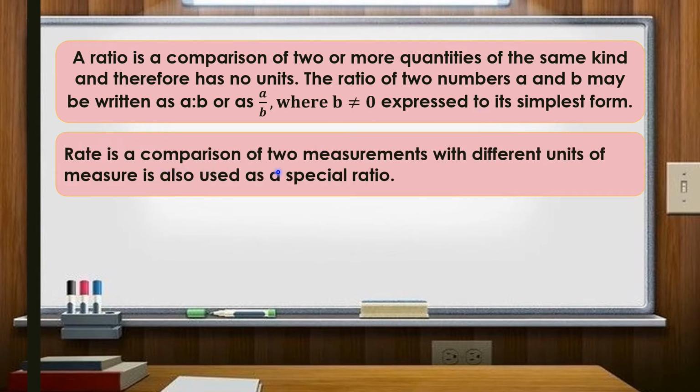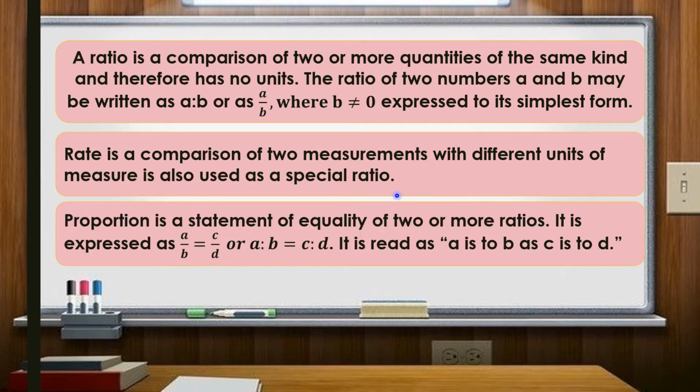A rate is a comparison of two measurements with different units of measure, and is also used as a special ratio. For example, 1 kilometer is equivalent to 1,000 meters. So that is a rate.